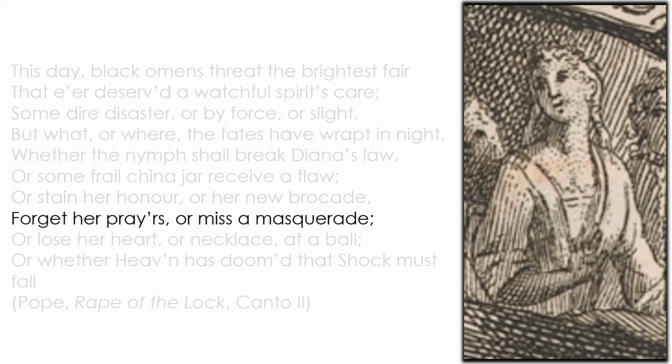Forget her prayers or miss a masquerade. So a masquerade is another word for a ball, a kind of entertainment. So this suggests that Belinda's moral and social life are confused, as earlier in the poem, in Canto 1, we're told that on Belinda's dressing table there are Bibles and billets doux, so love letters, and these paradoxically lie side by side, all jumbled together. So to miss one's nightly prayers, one's vespers, should not be equated with missing a ball, missing a masquerade. But here, through Pope's use of antithesis, they are paralleled.